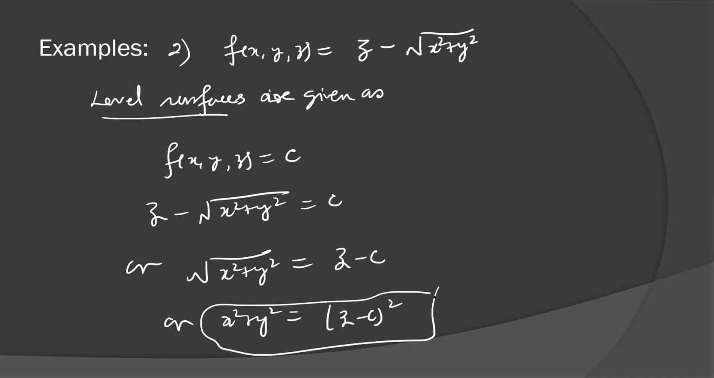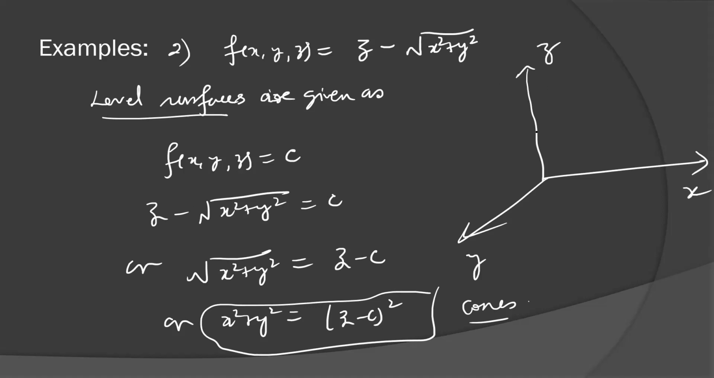This is the equation of a cone, which has center at 0, 0, C. If you take this as your x-axis, this as your y-axis, this as your z-axis, then this point will be 0, 0, C. If I draw it, this will represent a cone here. For different values of C, you will get different cones, and no two cones will intersect each other.